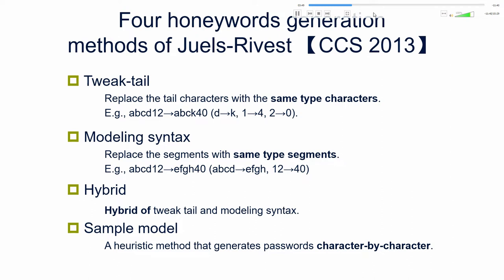Here are four Honeyword generation methods of Juels and Rivest. We have already introduced the first two, Tweaking-tail and Model-syntax. The third method is a hybrid method. It first uses the model-syntax method and then uses the tweaking-tail method. For the last method, its main idea is to generate Honeywords character by character through a series of heuristic steps.